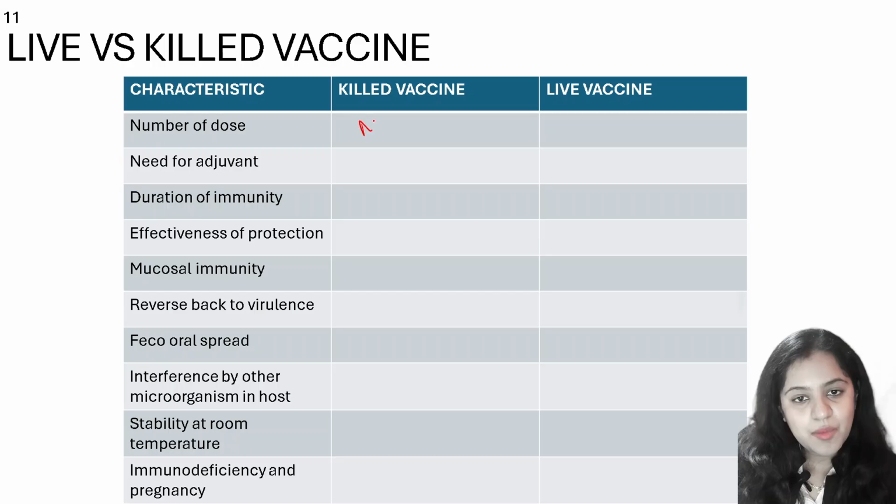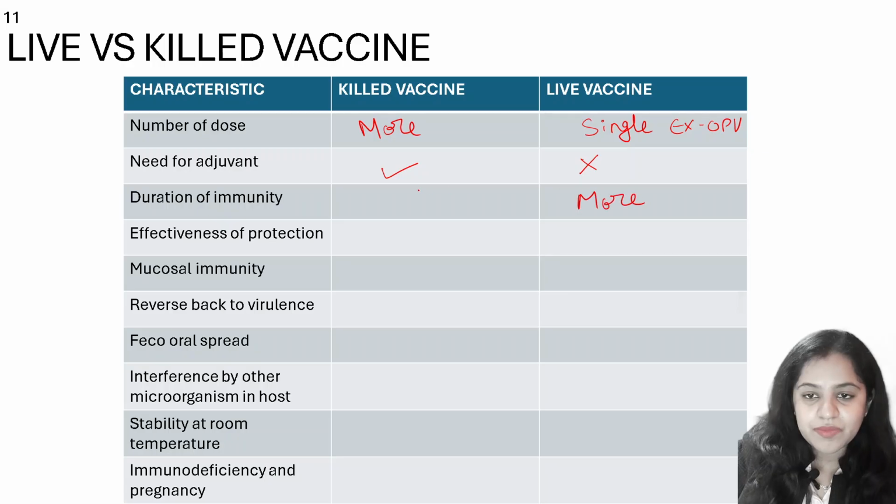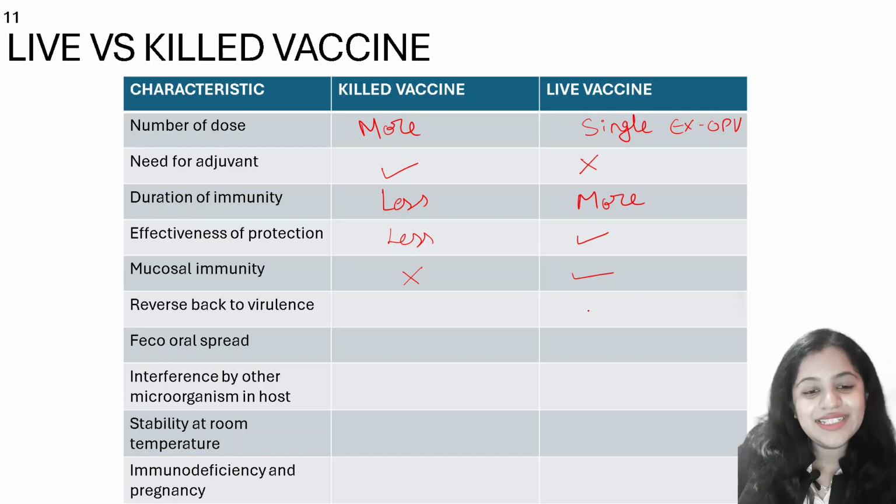Okay. So let's quickly fill this together so that you can revise the difference between killed and live vaccine. Number of doses: more in killed vaccine. In live vaccine, it's mostly single, except OPV. Clear? Need for adjuvant is in killed, not in live. Duration of immunity is more in live, short in killed. Effectiveness of protection is more in live, less in killed. Mucosal immunity is stimulated in live vaccine, not in killed vaccine. Reversal back to virulence is true for live vaccine, not for killed vaccine.